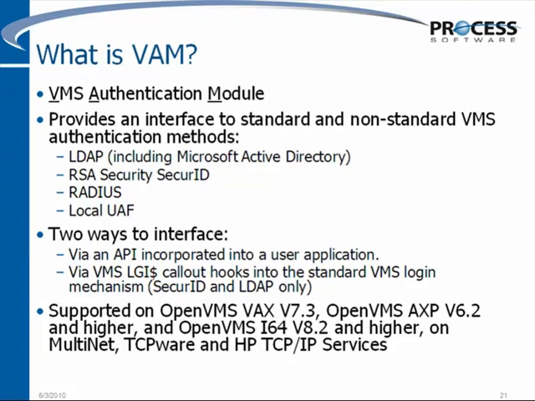Or it can use the local UAF, generally as a fallback mechanism. It has an API that applications can use, or it can actually work with the VMS login and logout calls. And this is supported on OpenVMS VAX 7.3 and later, Alpha 6.2 and higher, and Integrity 8.2 and higher. And again, on Multinet or TCP/IP services. We have very large customers that use this to provide secure authentication in ways beyond what VMS provides.